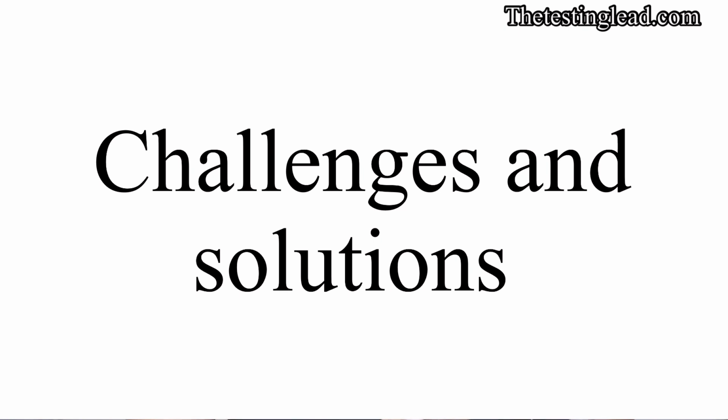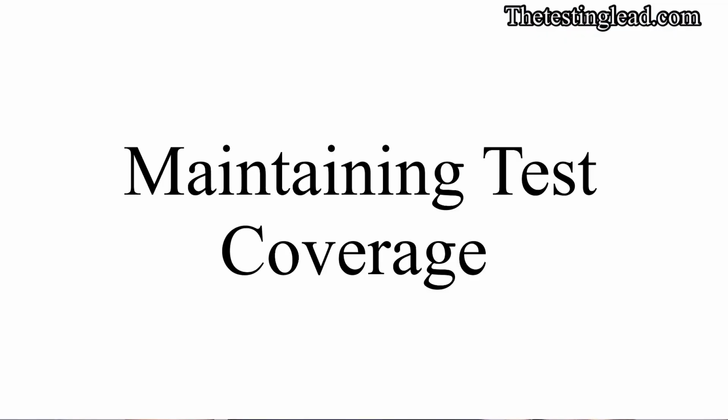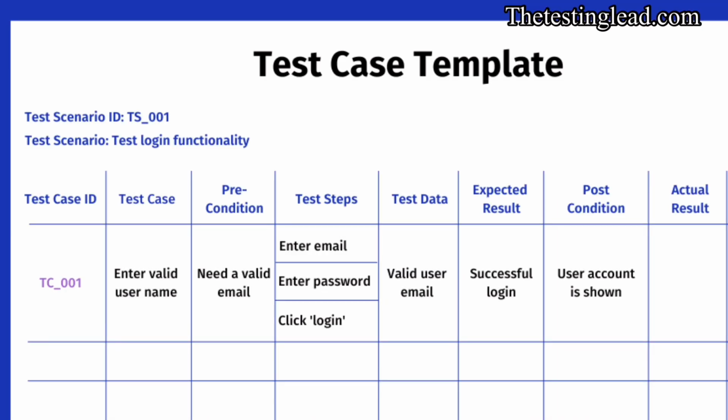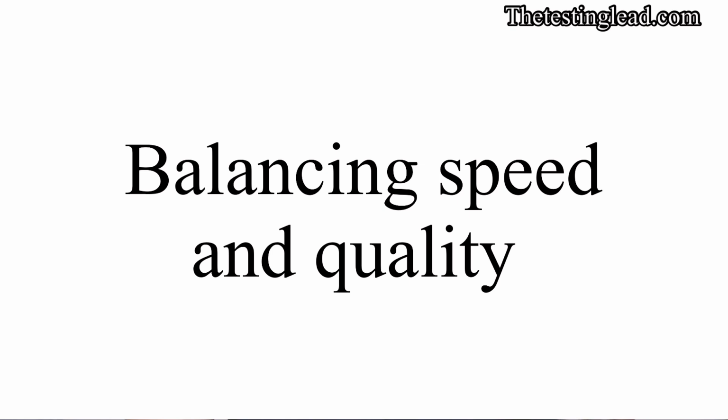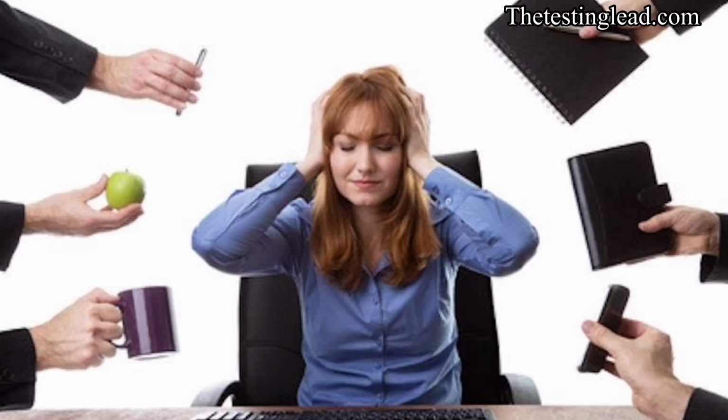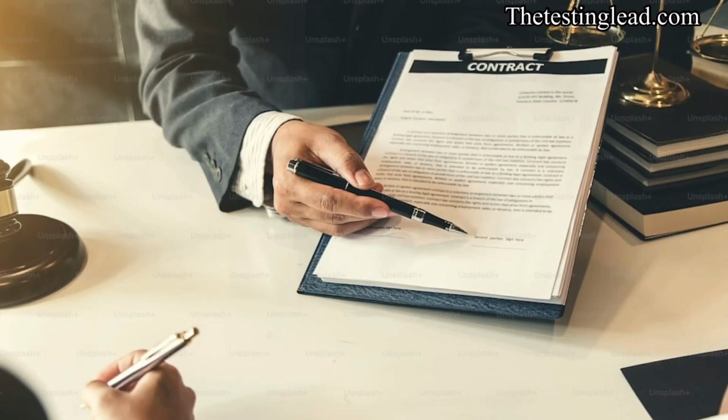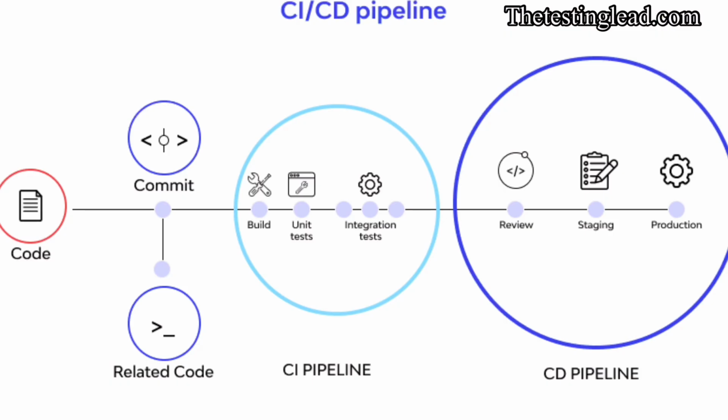Challenges and solutions. Now let's talk about some of the challenges that QA might face. Maintaining test coverage. Ensuring comprehensive test coverage can be challenging in a fast-paced environment. Balancing speed and quality. The pressure to deliver quickly can sometimes compromise quality. Establishing a balance between speed and thorough testing is crucial. Continuous integration and automated testing pipelines can mitigate this risk.